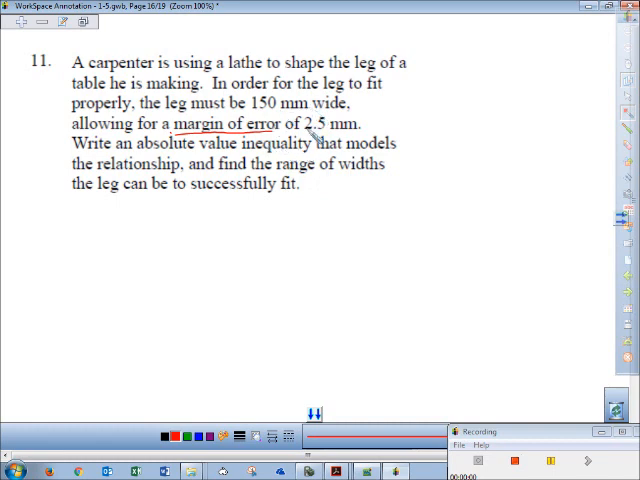Well, obviously, it's really not that hard to do this just mentally. If the leg's supposed to be 150 millimeters wide and you've got a tolerance of 2.5 millimeters, you just add 2.5 and subtract 2.5, and there's your range of values. But they want us to write an absolute value inequality, so here's a basic formula that I think you should write down on your sheet. The formula for these tolerance problems will always be the absolute value of x, which is the variable we'll define in each problem, minus the given value. That absolute value will be less than or equal to the tolerance.